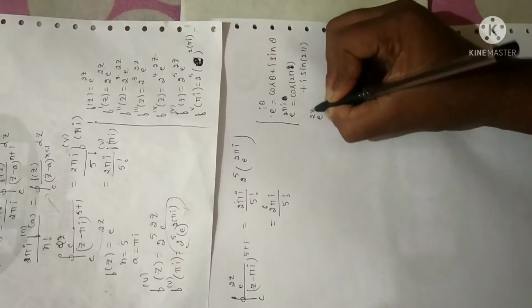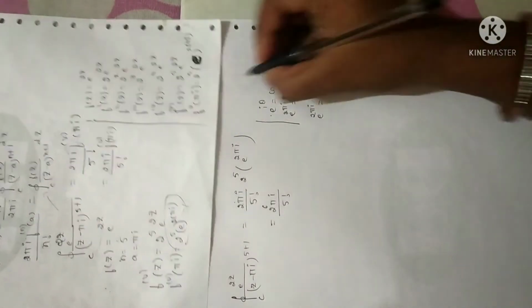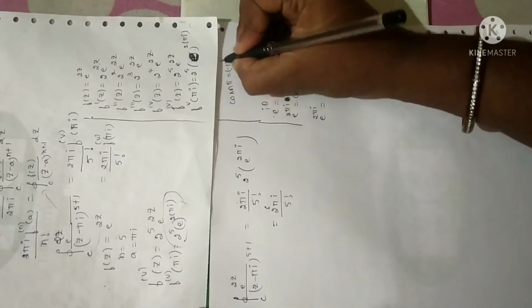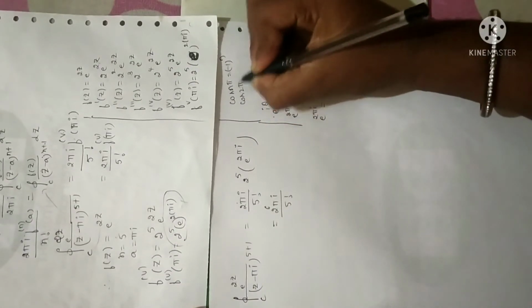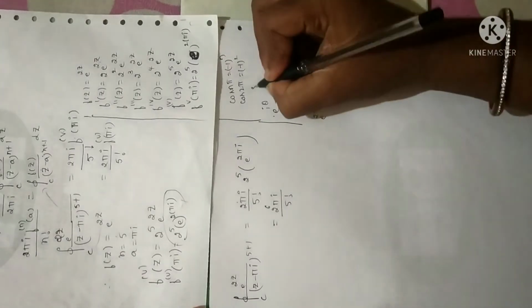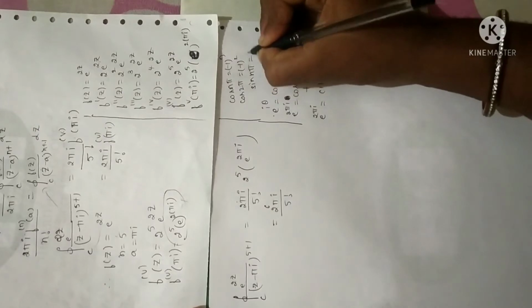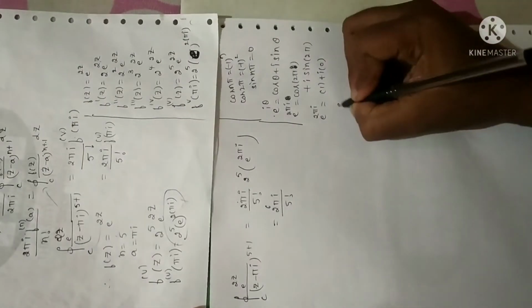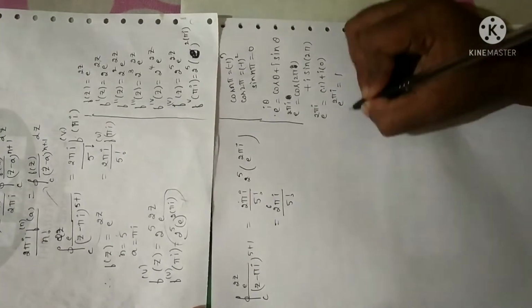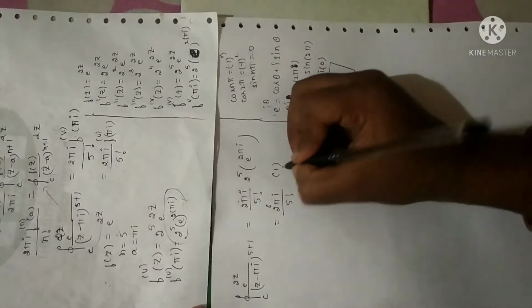Now e power of 2 pi I, I'll just simplify here only. I have already told you that cos n pi value is minus 1 power of n. So cos 2 pi value is minus 1 square, it is plus 1. Plus I into sin n pi value is 0. So sin 2 pi value will be 0. So what is the value of e power of 2 pi I? It is 1 plus 0 is 1. So I'm going to put it as 1.